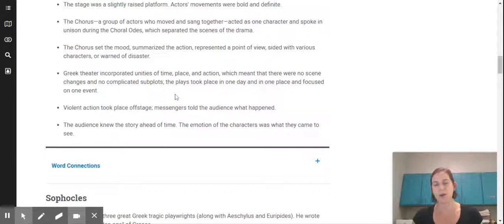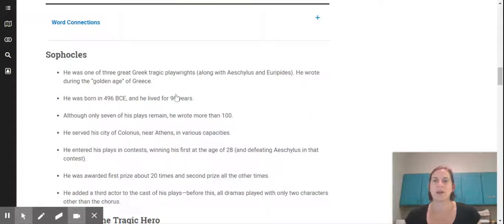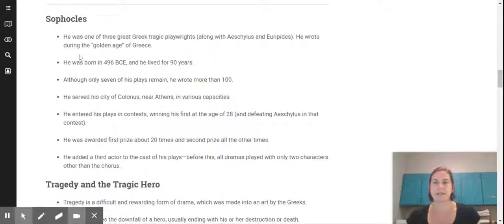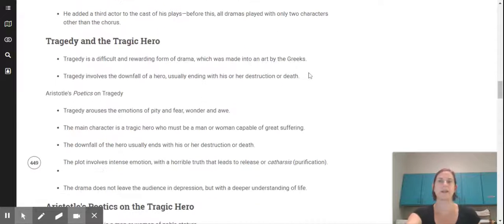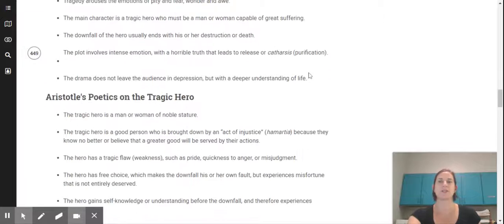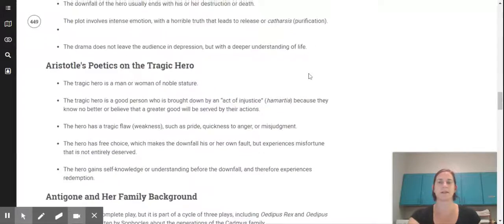And if you remember, when we read Romeo and Juliet, we already knew from the prologue what was going to happen. But the interest in the play is watching the characters get there. So let's talk about Sophocles really quickly. I'm just going to talk about Sophocles, and then I'm going to tell you to go do that CommonLit assignment of the Aristotle, because that's going to cover a lot of this tragedy and the tragic hero and what Aristotle's Poetics say.